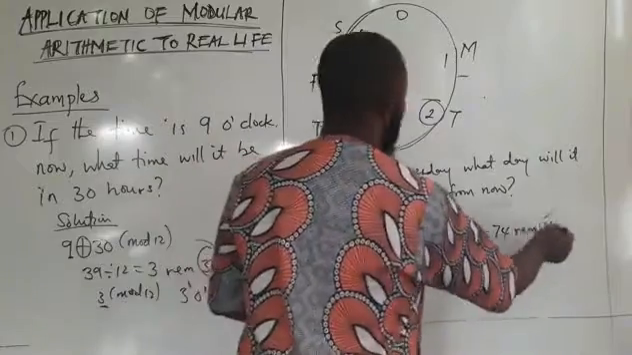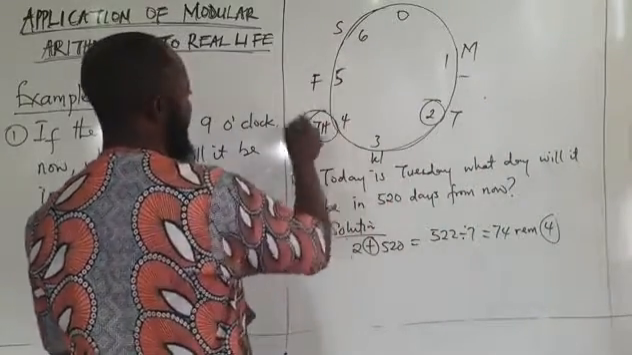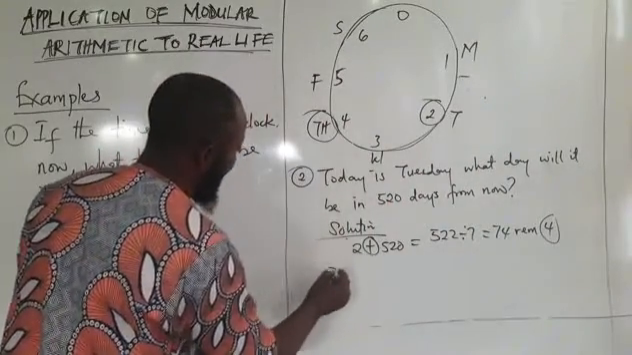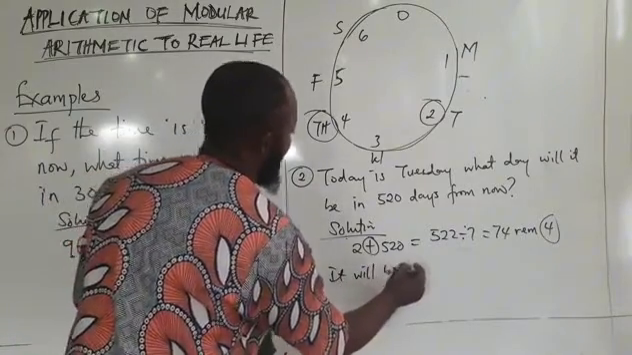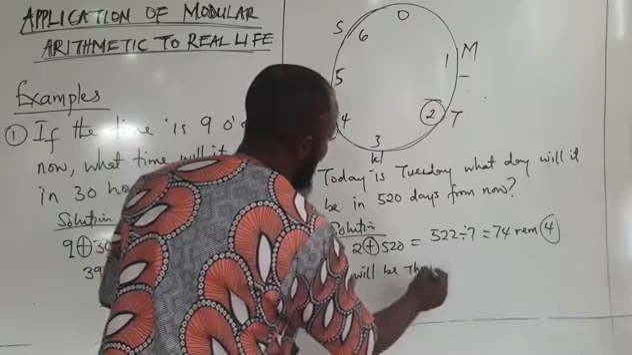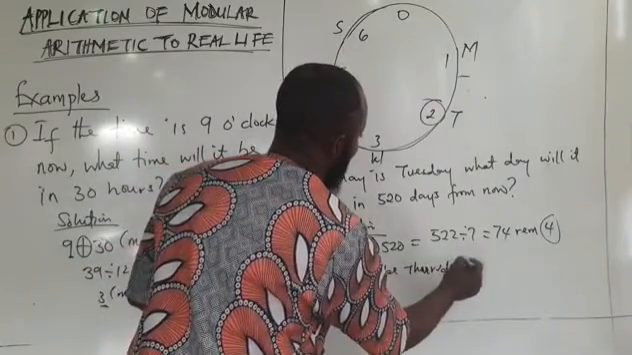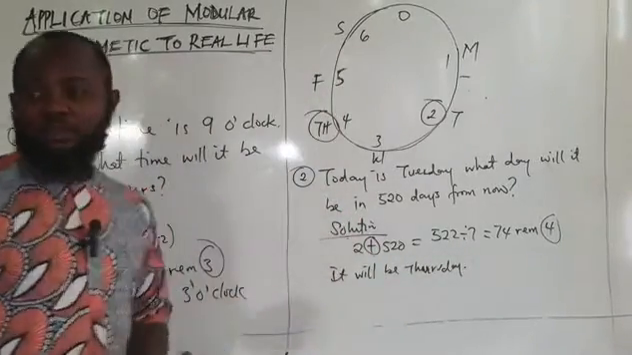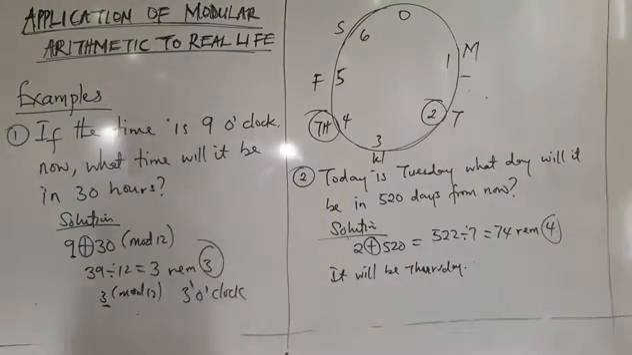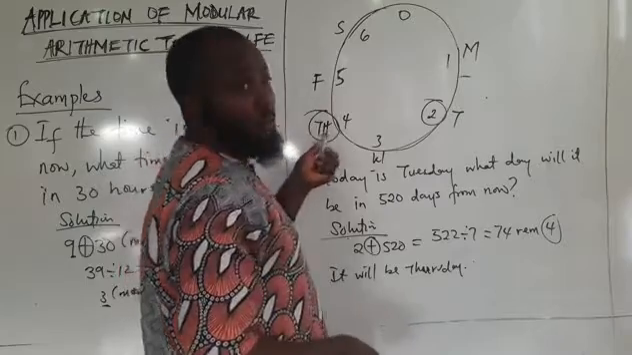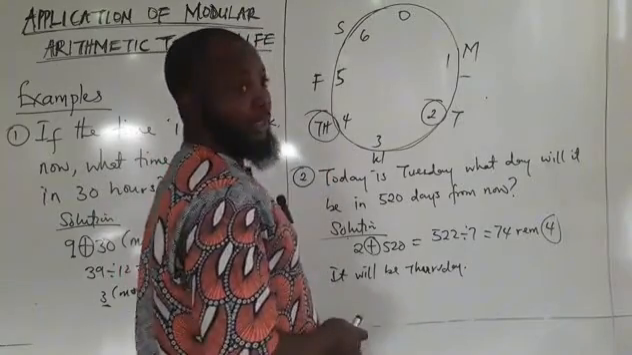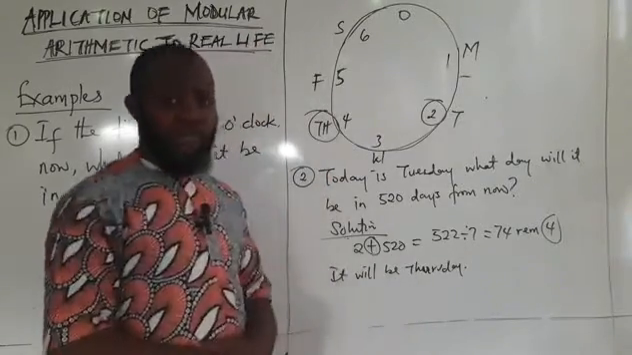So 4 is equivalent to Thursday. It means 520 days from now will be on Thursday. If we continue to count to 520, you're still going to get Thursday. I hope this is very clear.